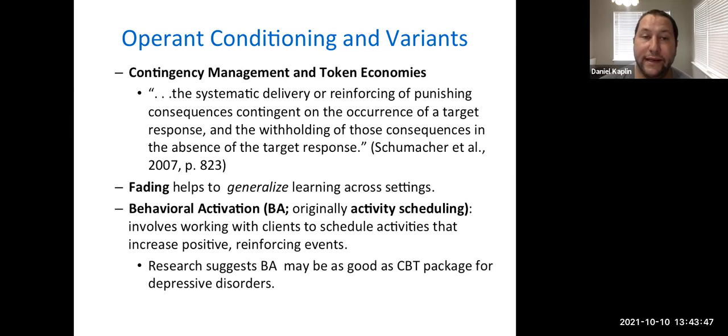We have contingency management and token economies, which are processes of either reinforcing or punishment for a behavior. So Schumacher talks about this. When we talk about contingency management, token economies, we are going to either present points or stars or something of that nature that can eventually be converted into some reward. You earn points for doing a positive behavior.